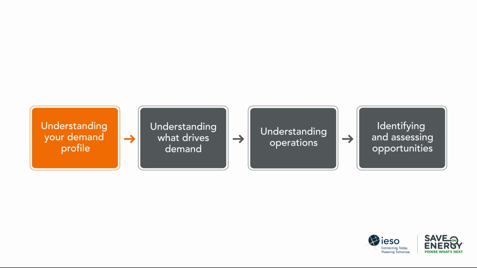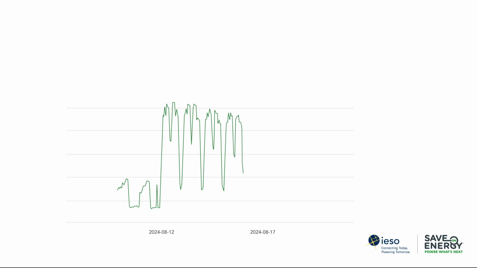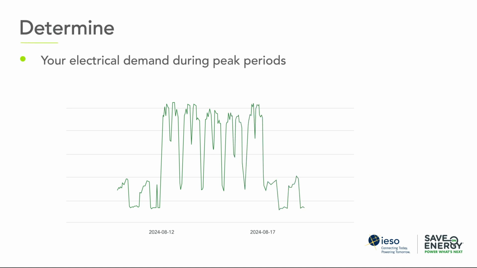Your electrical demand profile shows the variation in electricity usage over time, reflecting the peaks, valleys, and overall consumption patterns of your buildings, facilities, and equipment. You can use these data to understand patterns in your electricity demand and how they coincide with peak periods.